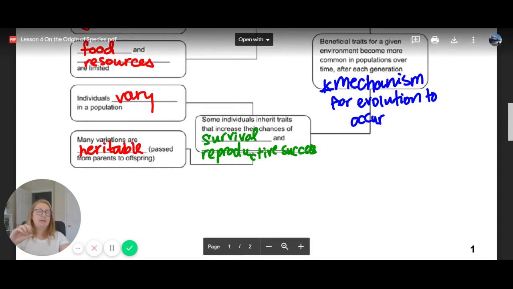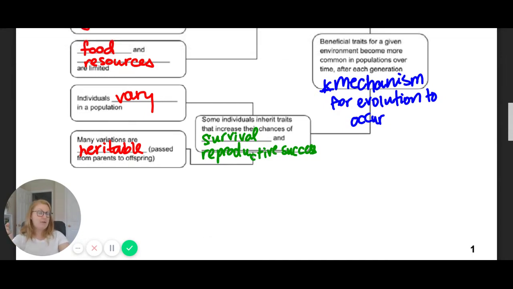So his inference from these two is that some individuals will inherit traits that increase chances of survival and reproductive success. So if it's an advantage to an organism to have a really long neck to reach food, that particular trait is going to help me survive and therefore help me to reproduce. So I will see that that trait will pass on to my offspring.